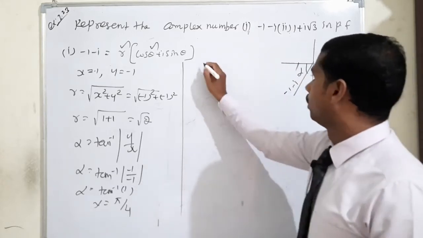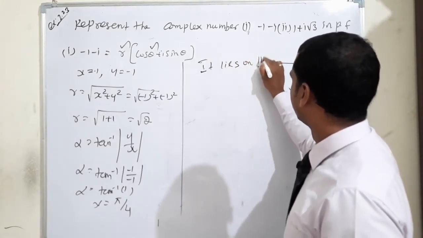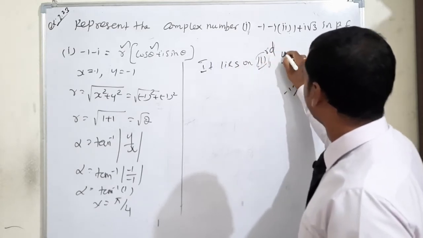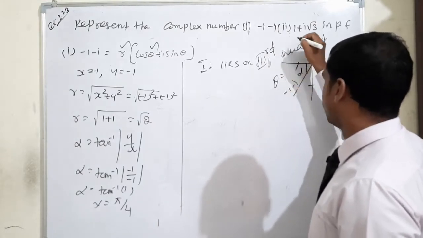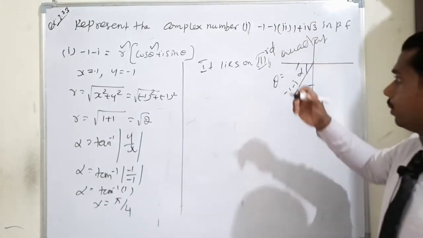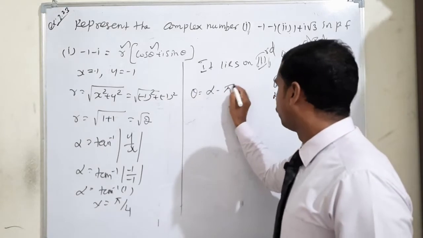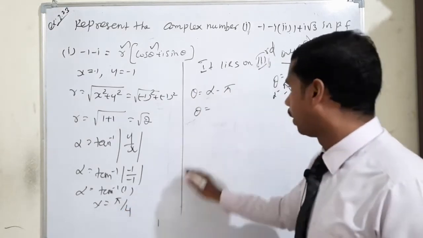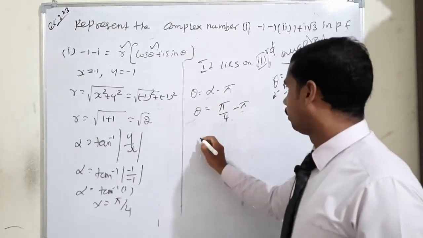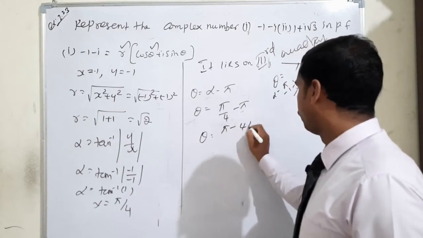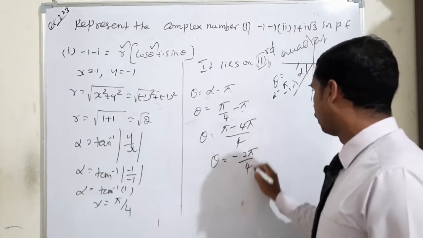So now it lies on the third quadrant. Lies on the third quadrant means what is the value of theta? For the second quadrant, we already know pi minus alpha. Just change it to the opposite, so alpha minus pi, isn't it? Theta is equal to alpha minus pi. So alpha is pi by 4, so pi by 4 minus pi. Then cross multiply: pi minus 4 pi by 4, so theta is equal to minus 3 pi by 4.